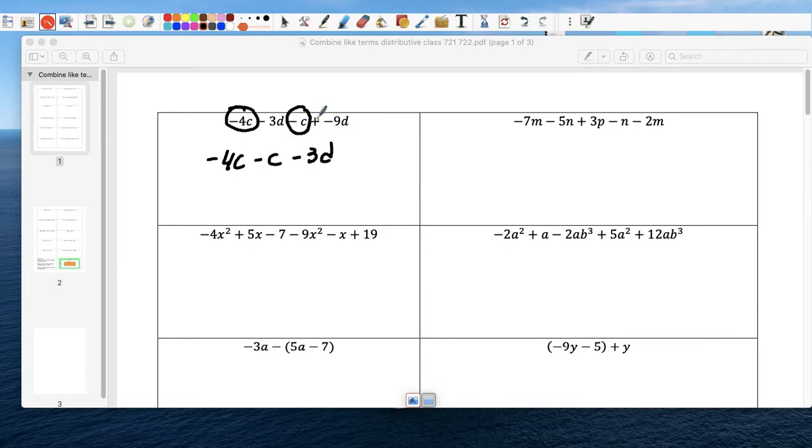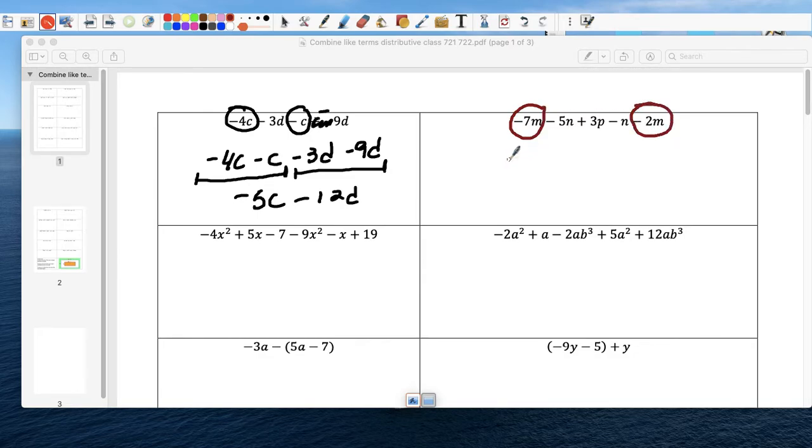So this one actually, this shouldn't be a plus and a minus. Should have just said a minus. So it's minus 90. Let's combine like terms. Remember, there's a 1 in front of that c, so that's really negative 4 minus 1, and that gives you negative 5c. And then negative 3d minus 9d is just negative 12d.